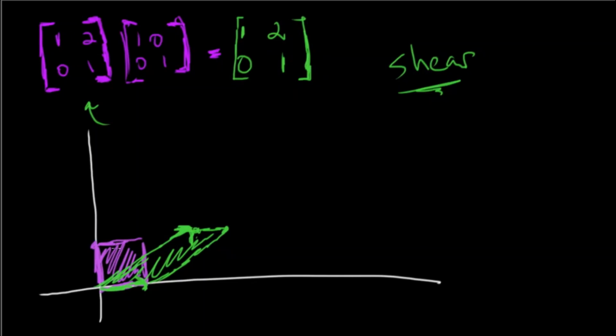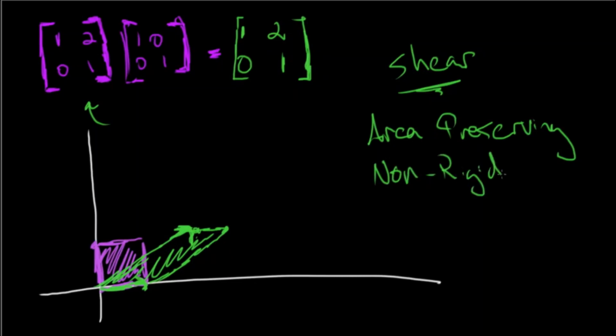Notice that this square has been stretched, its x values have been stretched, but its y values have not been stretched at all. So it's kind of like a dilation, but only in one direction. All right, this figure has been changed. Notice that its base is still 1 and its height is still 1, so its area is still 1. Shears are area preserving, but they're non-rigid. All right, so 1, 2, 0, 1, that is a non-rigid area preserving transformation function.